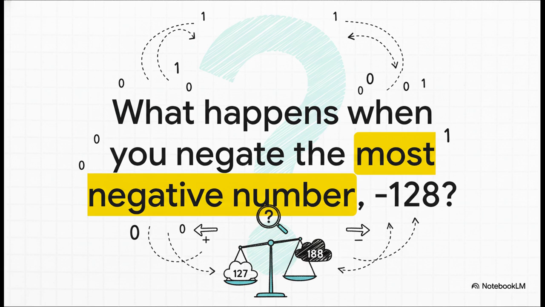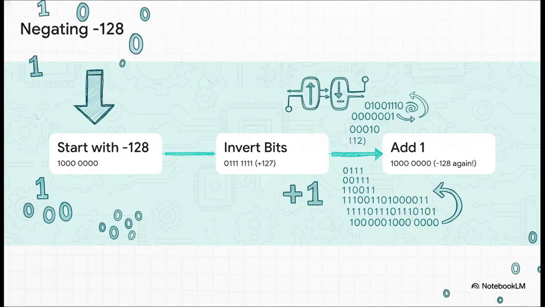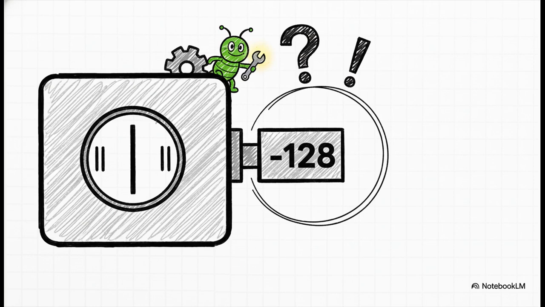Well, let's see. So the binary for negative 128 is a 1 followed by all zeros. We apply our rule, we invert all the bits, which gives us 0, 1, 1, 1, 1, 1, 1, 1. That's positive 127. Then we add 1, and we end up right back where we started, 1, 0, 0, 0, 0, 0, 0, 0. That's right. The negative of negative 128 is negative 128. This happens because positive 128 simply can't exist in an 8-bit signed system.